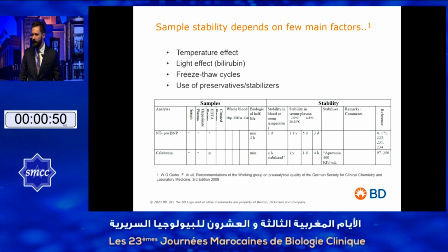Another thing which is also important is the use of special stabilizers to extend the stability of many analytes. So for instance, we know that glucose is a very tricky analyte. It's not stable for a long time at room temperature. Because when we collect blood for glucose testing, blood cells are still alive. They still consume glucose.